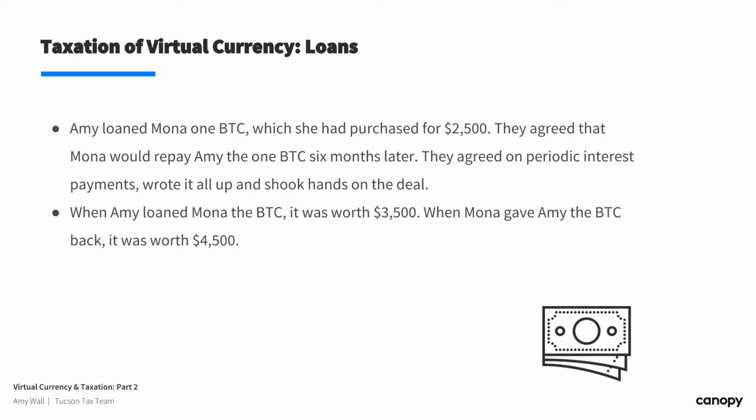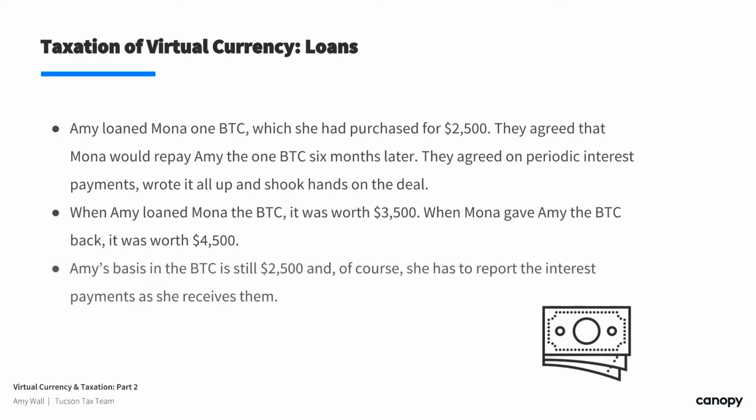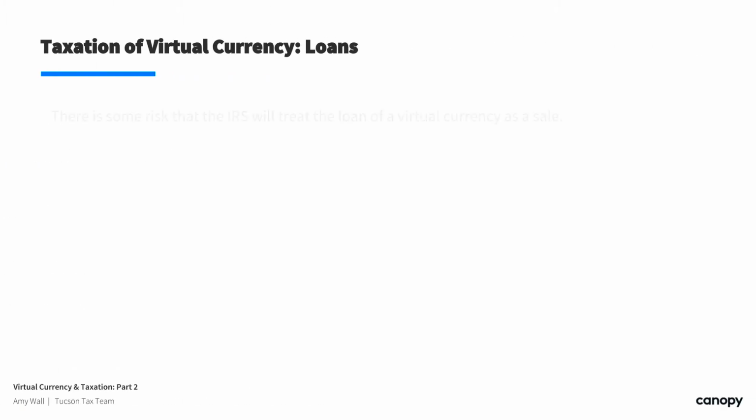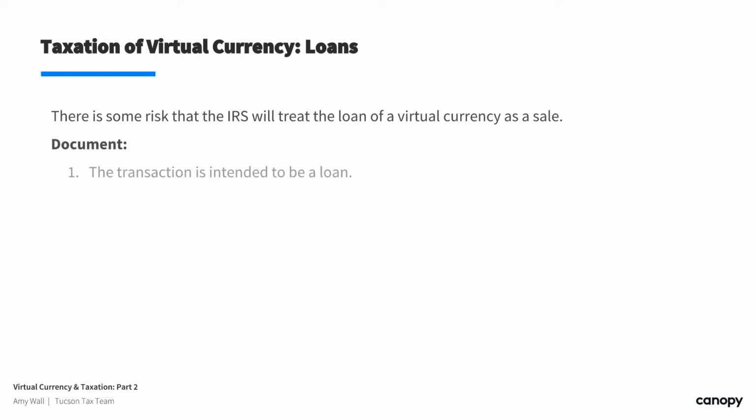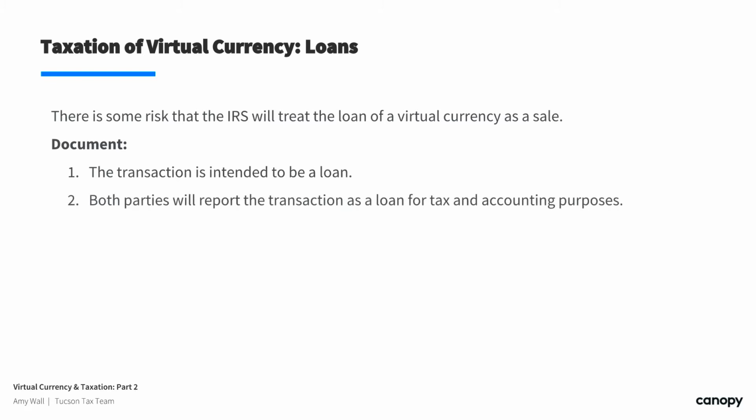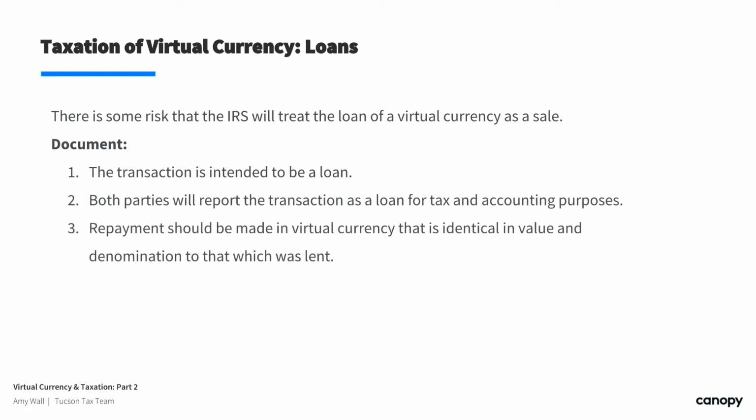Okay, now, if you are going to loan someone virtual currency for whatever reason, we need to be careful that the IRS will clearly see that that's not a sale. So what are the kinds of things we want to look at? We would want it to be documented that the transaction is a loan. Both parties will report the transaction as a loan. Repayment should be made in virtual currency that is identical in value and denomination to that which was lent.